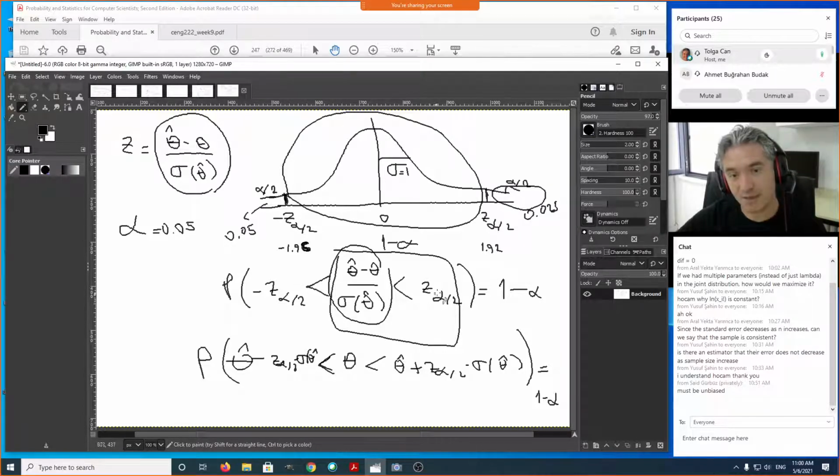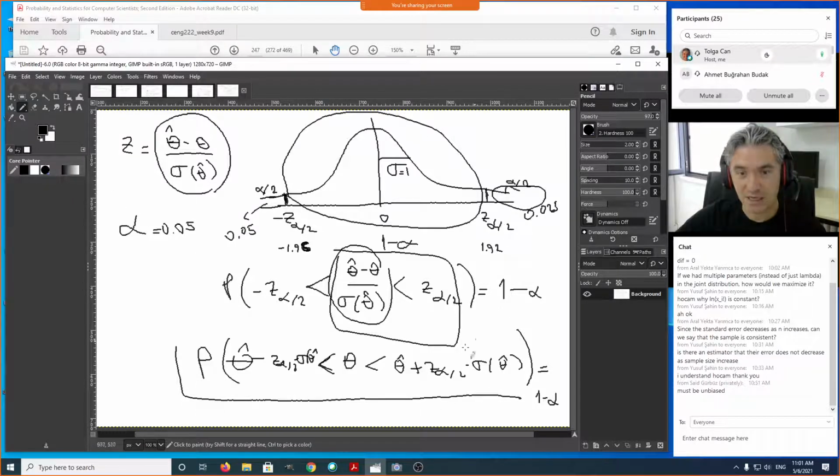But if you do the same thing for this part too, you will change the less than to a greater than sign, which at the end is going to give you this. So look at this equation. The probability that theta is in this interval is 1 minus alpha. So this is what the confidence interval is.